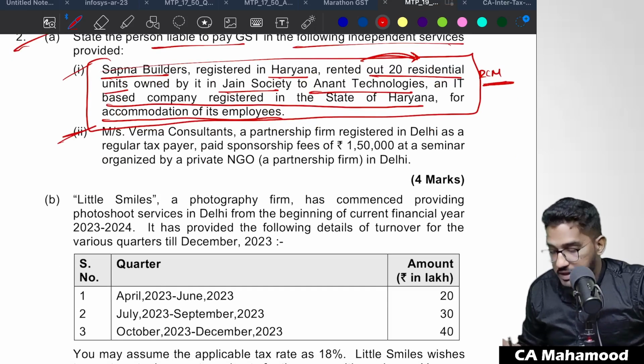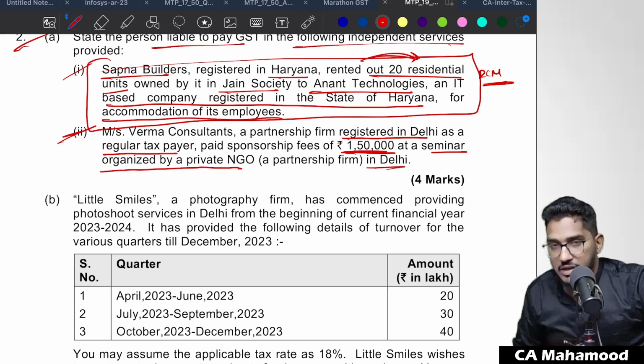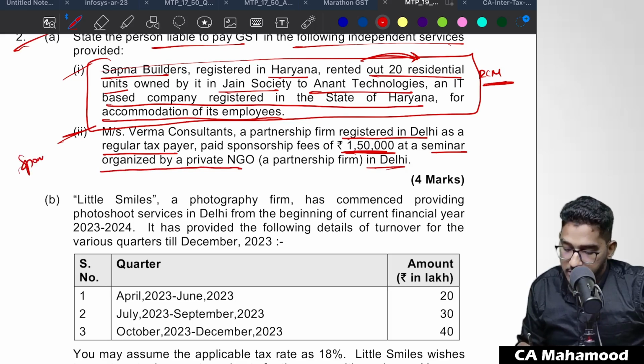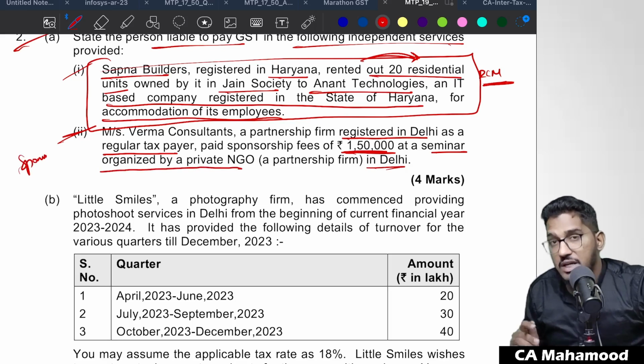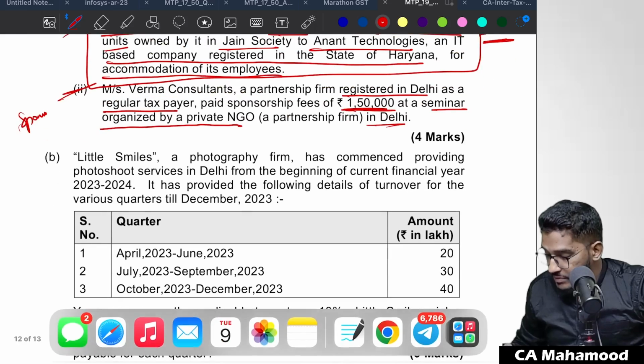Mrs. Verma Consultants, a partnership firm registered in Delhi as a regular taxpayer, paid sponsorship fees of 1,50,000 at a seminar organized by a private NGO in Delhi. Sponsorship services. If you remember, regarding sponsorship services also, some clause is there. Some RCM clause is there.